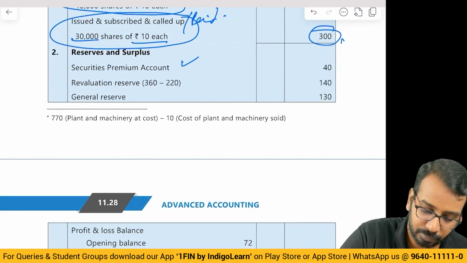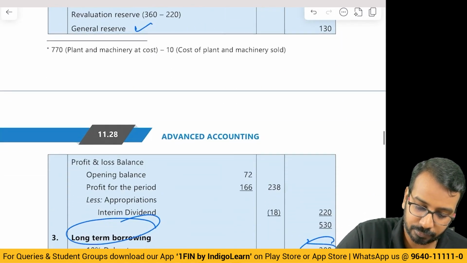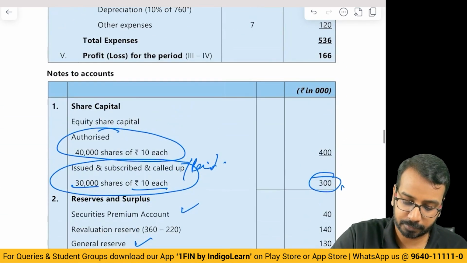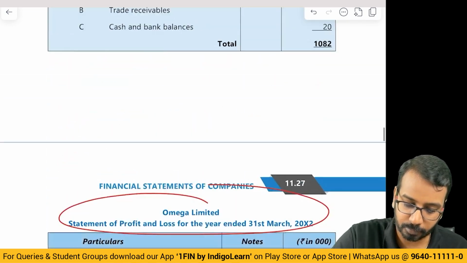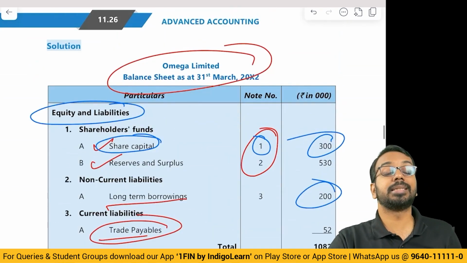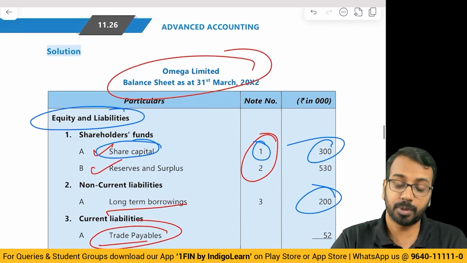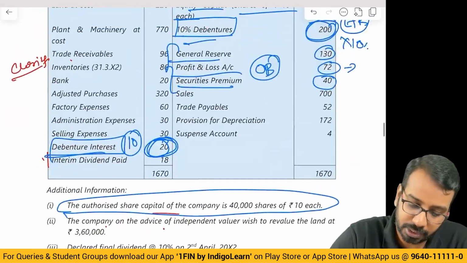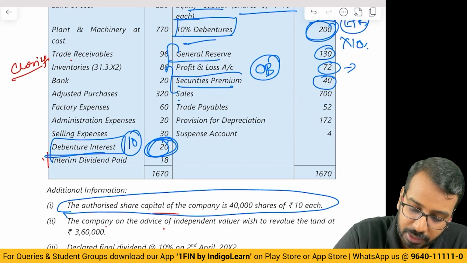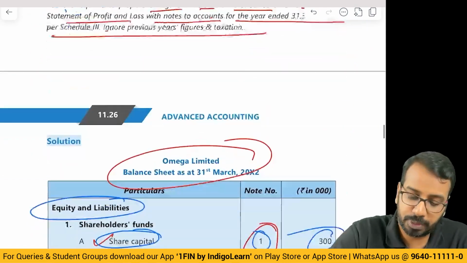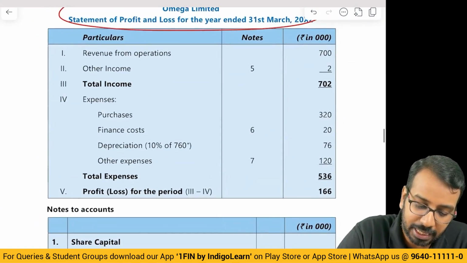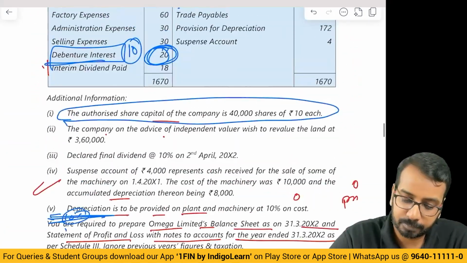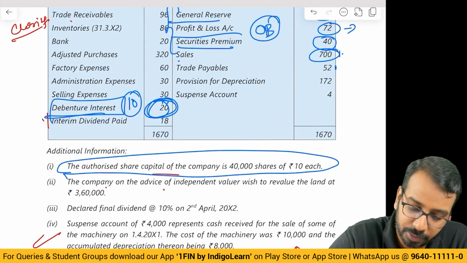Securities premium, general reserve, and P&L opening balance. Okay. Don't close reserves and surplus till the time you finish up the P&L. Then this is done. Sales. So from here, sales will go to income statement, statement of P&L, revenue from operations. Directly you can take 700. So this part is also done.